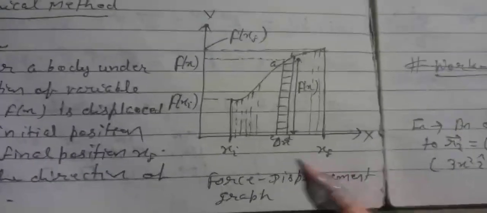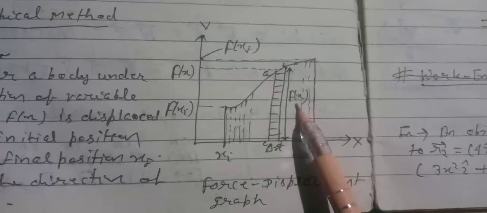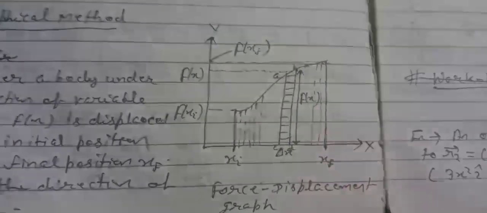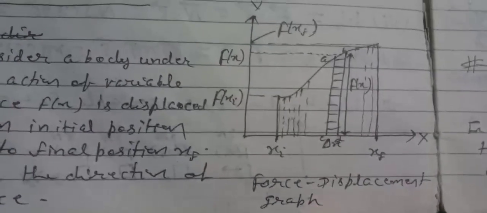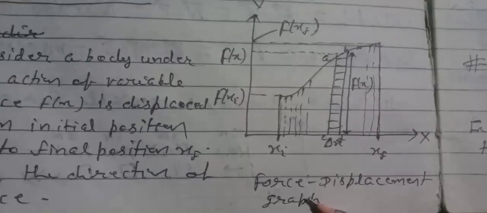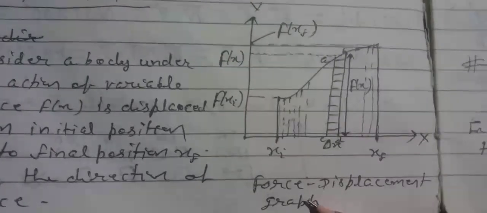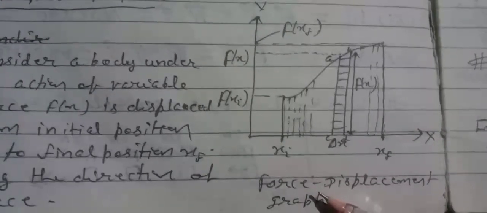A small displacement delta x. During this, the force can be considered as constant and it is given by Fx. Now we know that the force versus displacement graph is shown in the figure. Divide the total displacement into a large number of small displacements, each of width delta x. The force Fx may be considered constant over that interval.